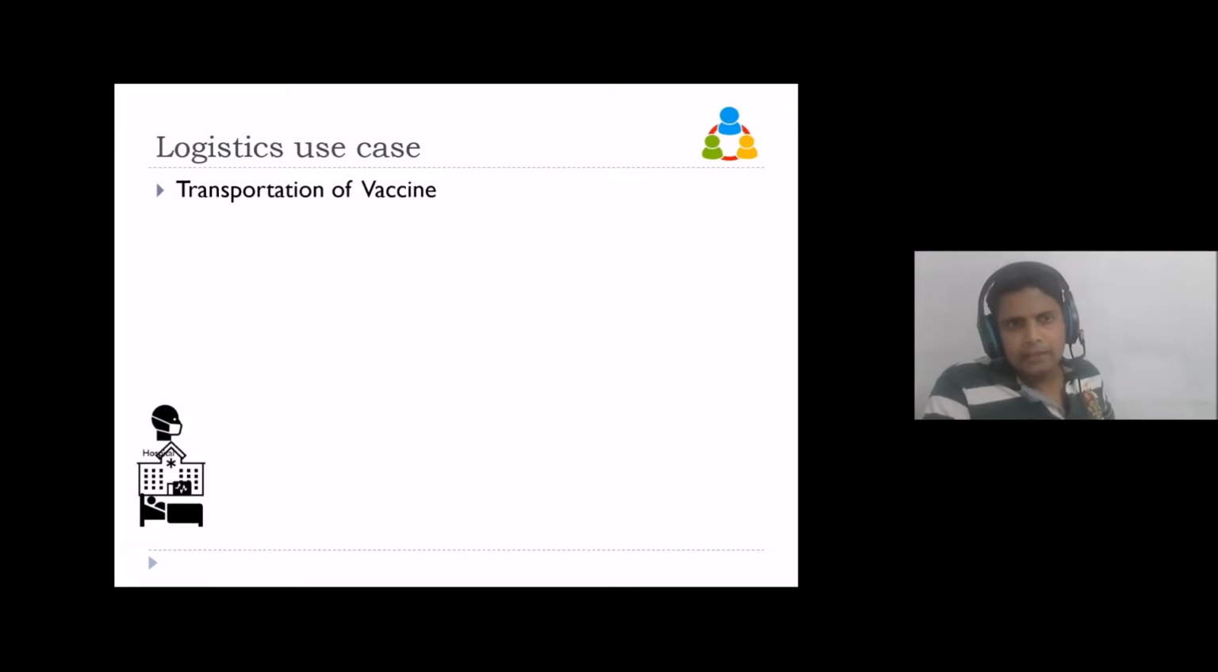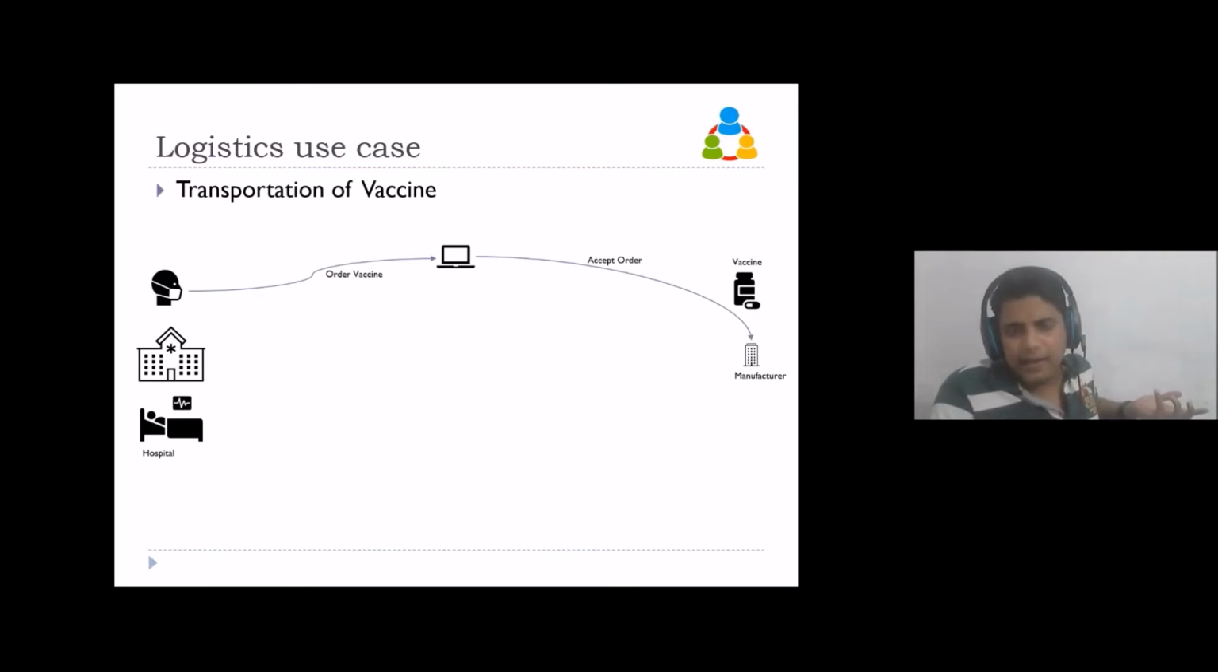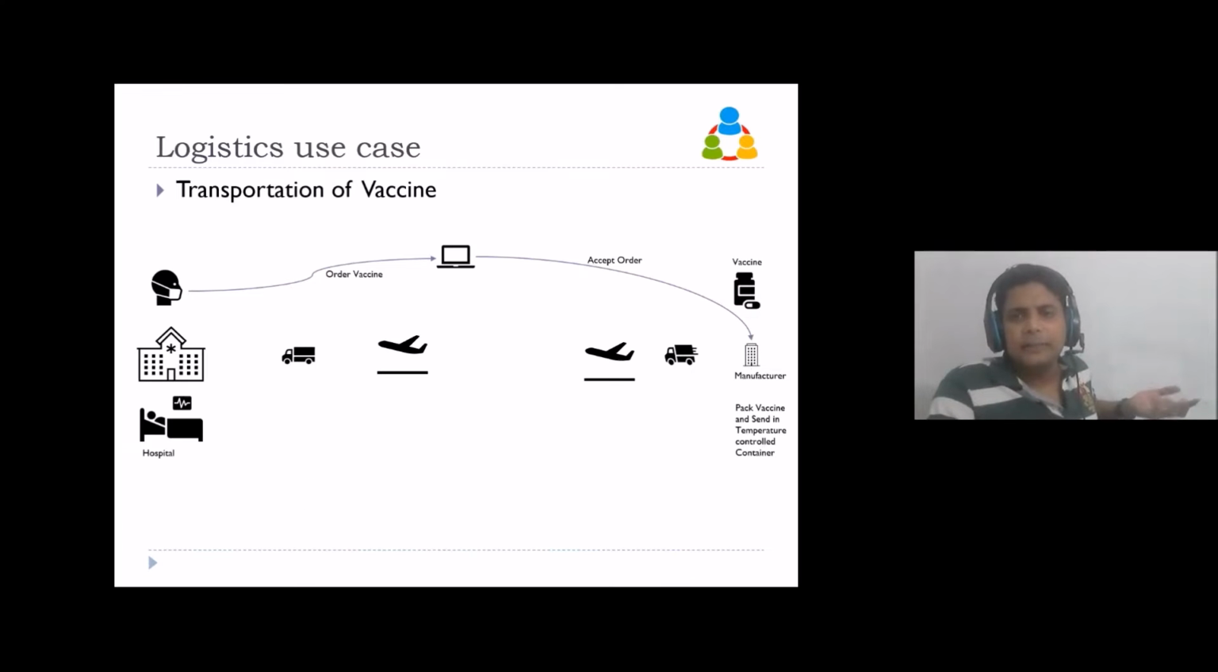Okay. So usually what happens is that when a hospital, okay, a patient is requiring a vaccine or a medicine, that is manufactured by a manufacturer sitting at a different location. Okay, they create the vaccine, and the hospital orders the vaccine. Okay, and the manufacturer accepts the order, and they will pack the vaccine, send it in a temperature controlled container, and then that will be sent to a logistics company who will take it in a truck, and then it will be taken to the airport.